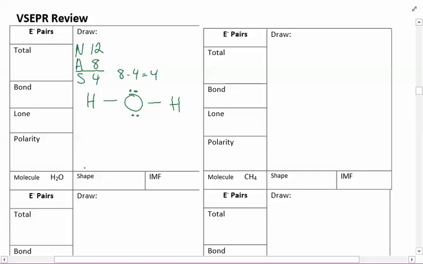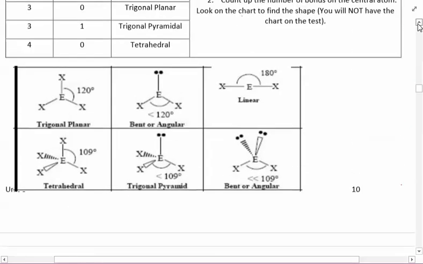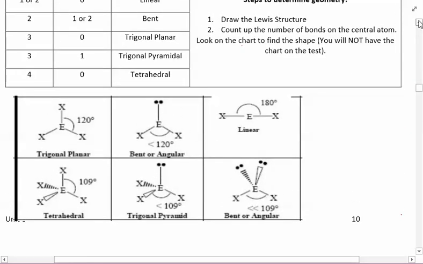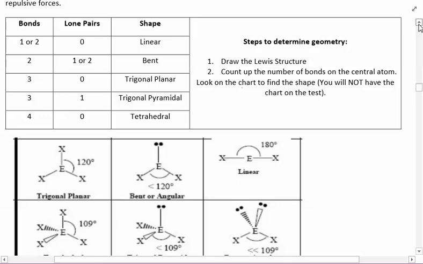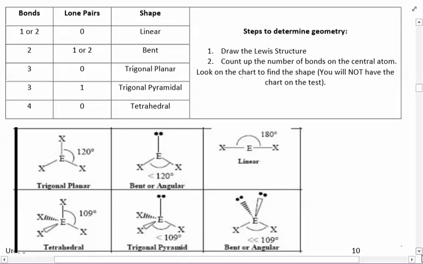So here's the thing. What we want to do to determine the shape, we take a look at the number of shared pairs on the central atom and the number of lone pairs. We sometimes call shared pairs bonding pairs. They're the same thing. In this case, we have 2 bonding pairs, or 2 shared pairs, and 2 lone pairs. So we have 4 total. We take a look at our chart on the previous page. 2 bonding pairs and 2 lone pairs is bent.